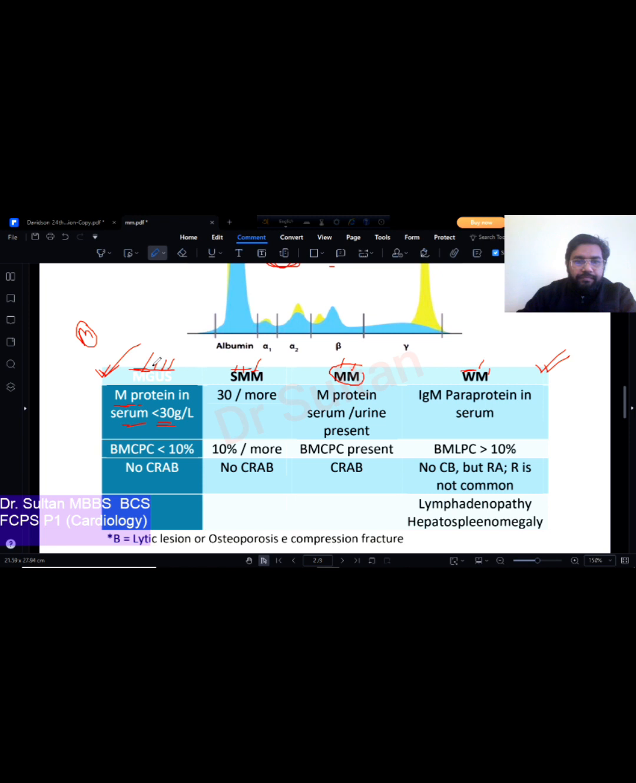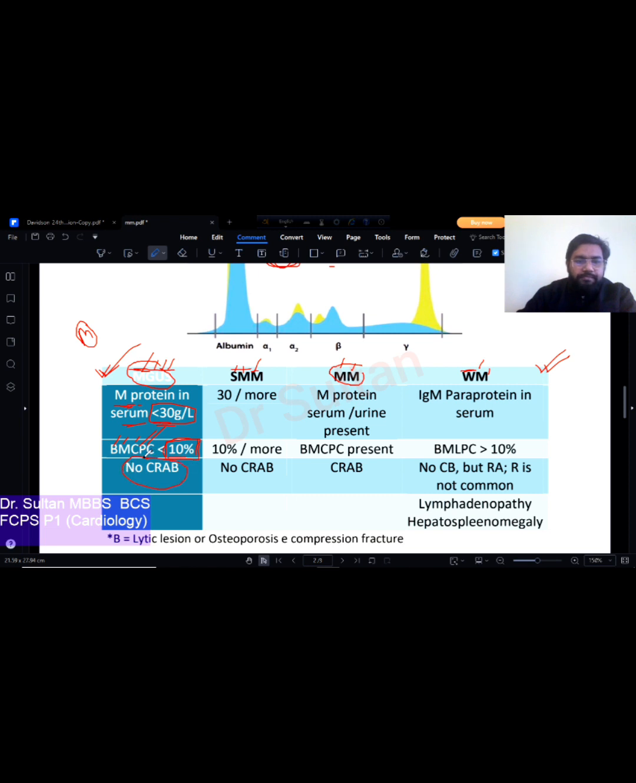And the bone marrow clonal plasma cell is less than 10%. So these are the two important parameters, 30 and 10. We have to remember these two very carefully while dealing with multiple myeloma. In MGUS, everything will be less. The M protein concentration in serum is less than 30 gram per liter, the bone marrow clonal plasma cell is less than 10%, and there will be no CRAB.